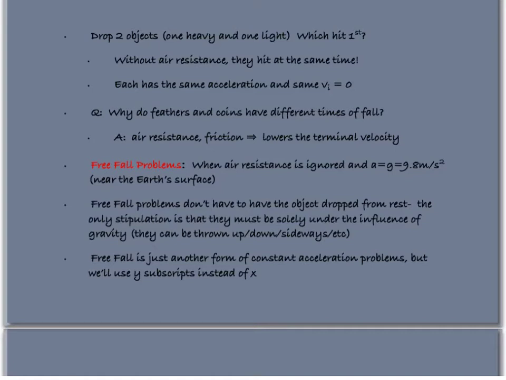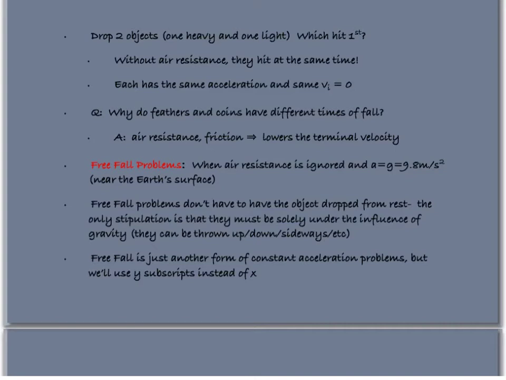So the question is, why do feathers and coins, for example, have different times of fall? When air resistance is present, it basically acts as a type of friction, a friction that's going to affect different objects differently, which means that the feather is going to have more drag on it, and that's going to lower the terminal velocity of the feather and allow the coin to fall first.